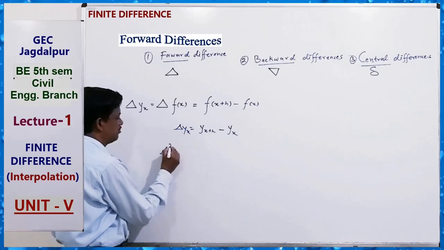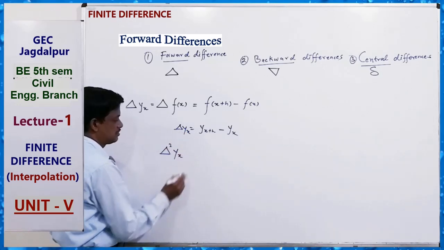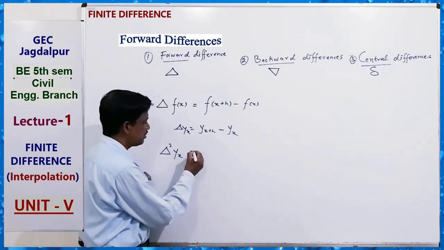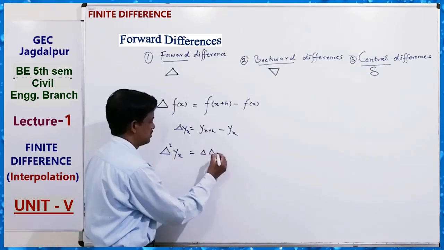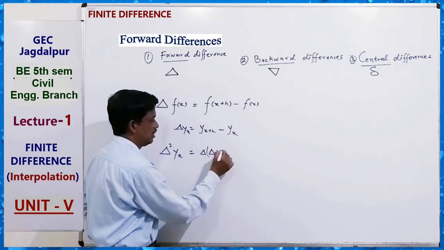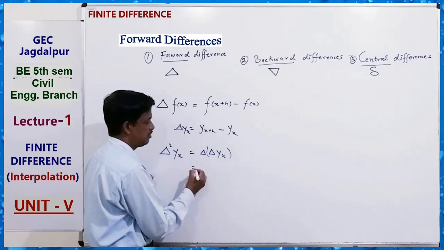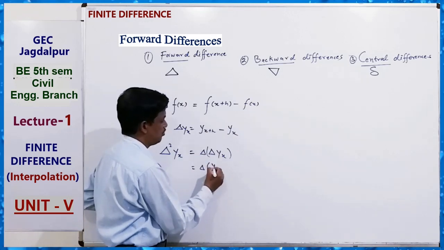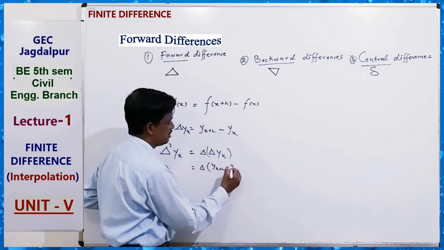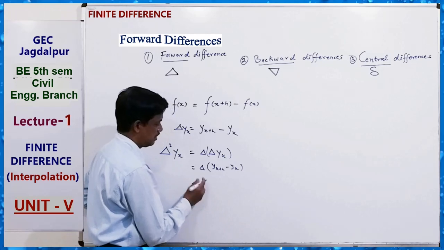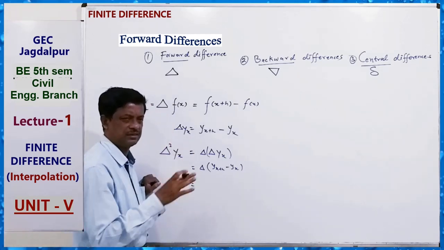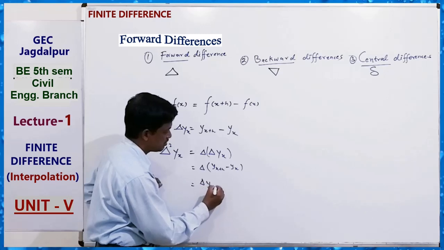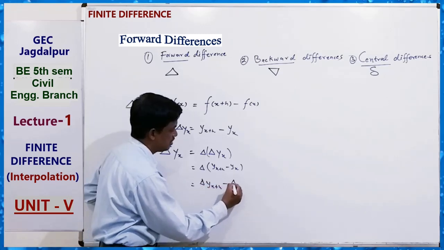Suppose the second order difference of y(x) at argument x. Second order means we apply the operator twice. First of all, this is equal to Δ of [y(x+h) − y(x)], and since the Δ operator is distributive, we can write Δy(x+h) − Δy(x).